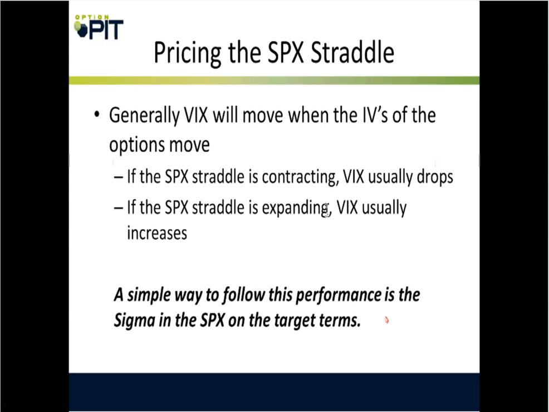So what I just tried to show you and describe is that VIX moves when the implied vols of the options move. I can't stress that enough. So when your straddle's contracting, VIX usually drops. When your straddle's expanding, VIX usually increases. Because all the options connected to that straddle generally do what? Right? They ride with the straddle.